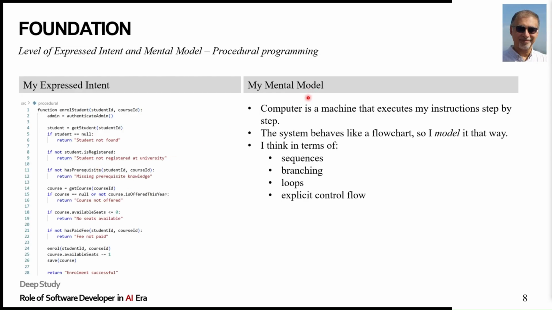My mental model: when I'm writing procedural code, I imagine the system as a flowchart brought to life. My thinking naturally follows a starting point, a series of ordered steps, branches based on conditions, loops that repeat work, a clear path from beginning to end. In other words, procedural programming encourages me to think like a flowchart designer. Control flows from one box to the next, and the program's behavior is the direct execution of those steps. So in my mental model, I am saying the system behaves like a flowchart, so I model it that way, and I think in terms of sequences, branching, loops, and explicit control flow.